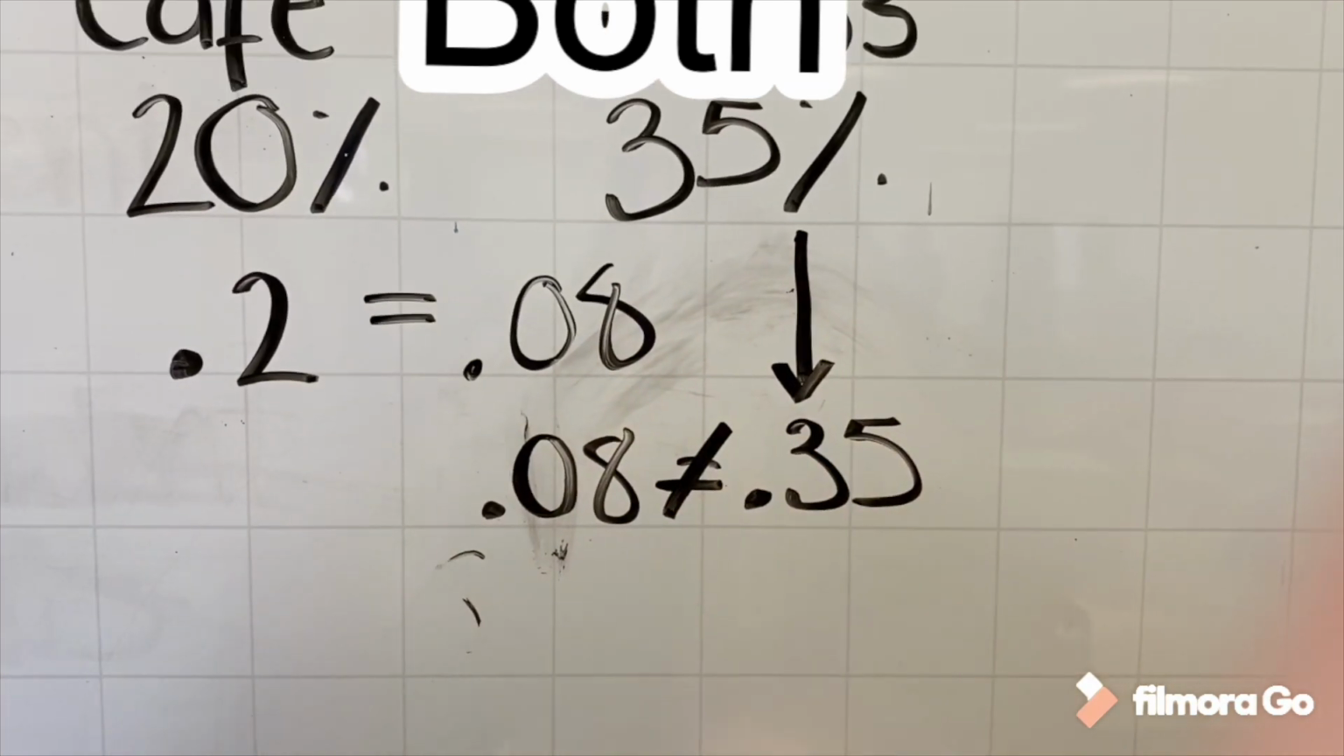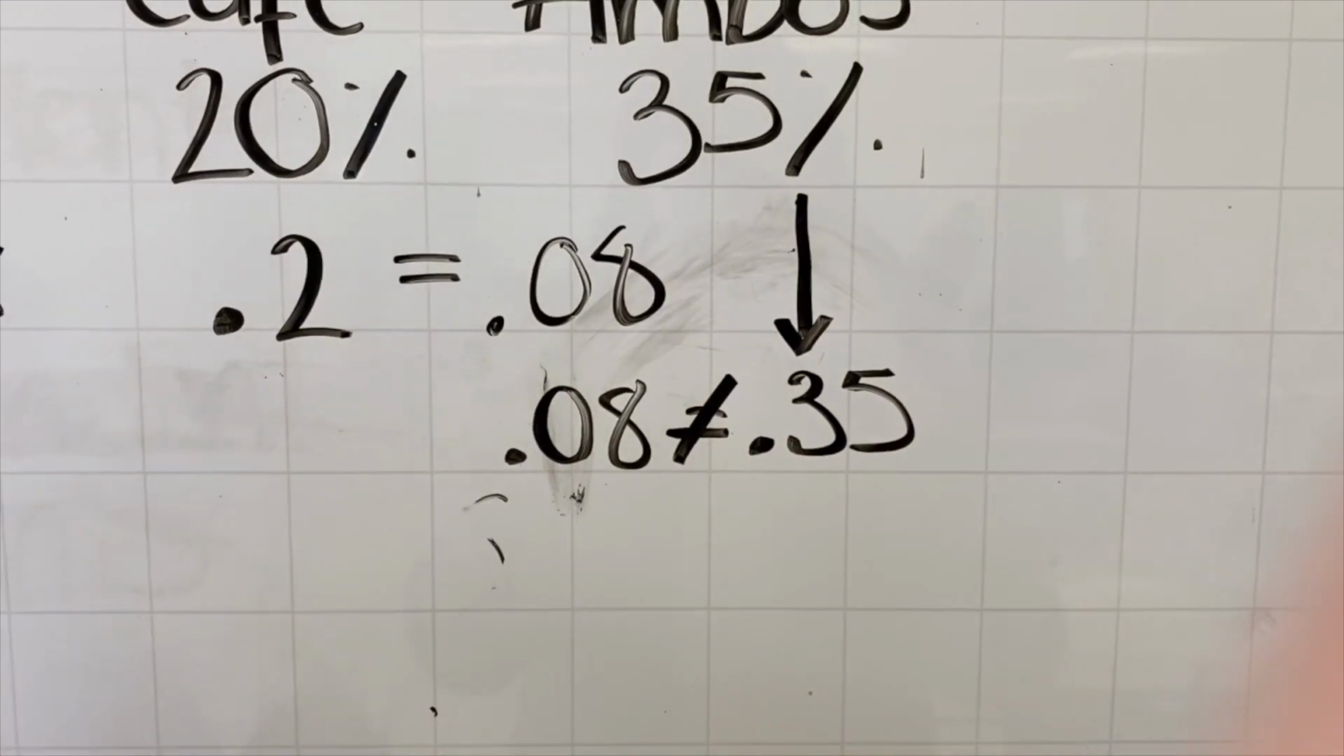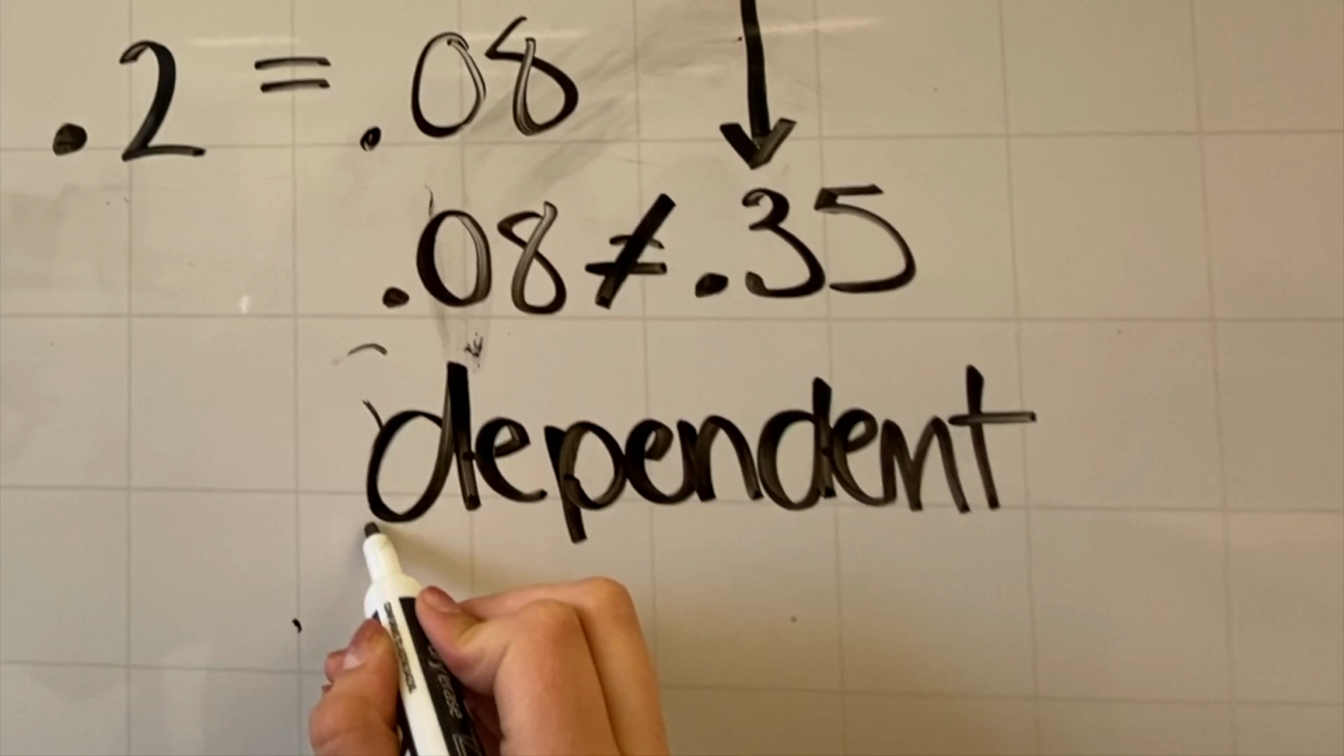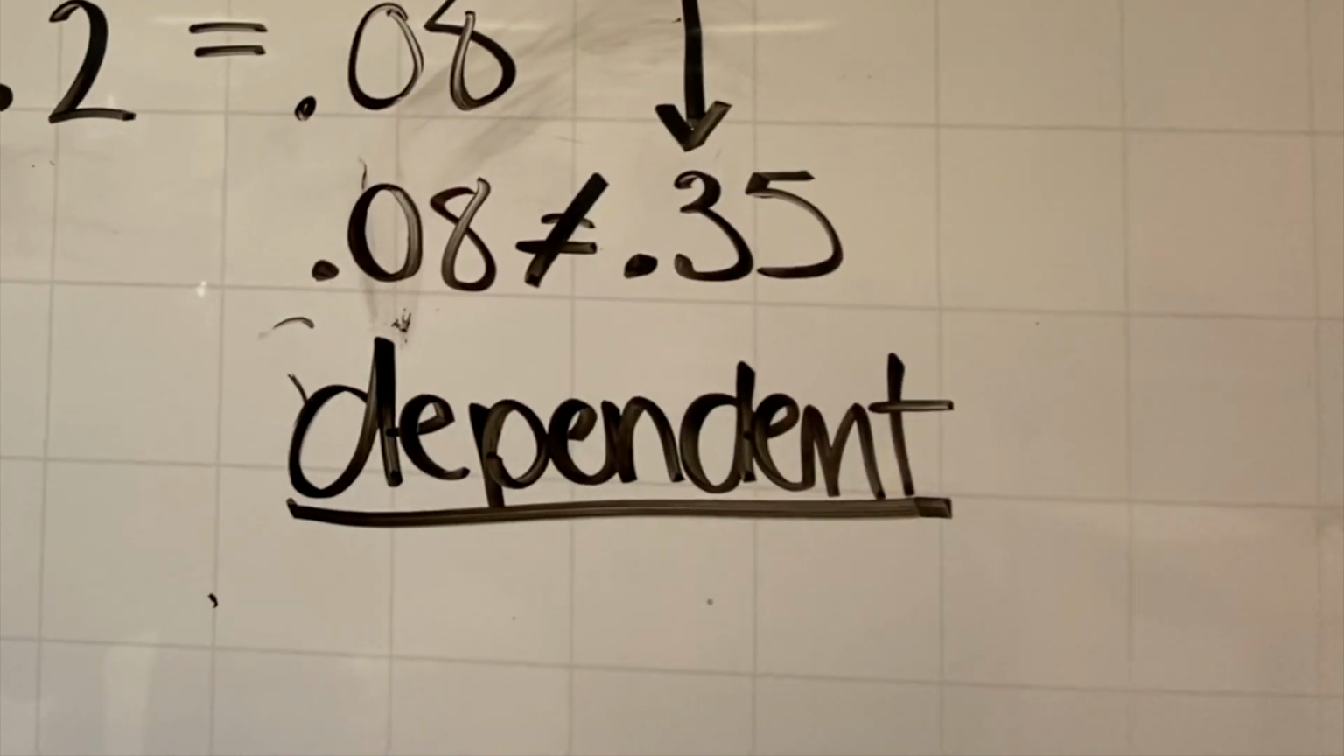Now we see that the result of the multiplication is different from the result of the both pastries Jose wants to eat. That means that this is a dependent event.